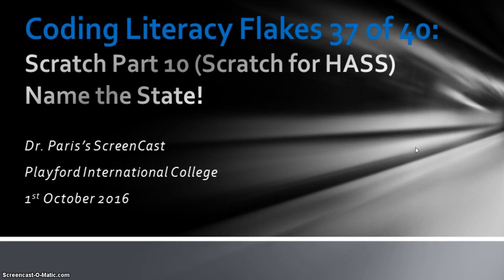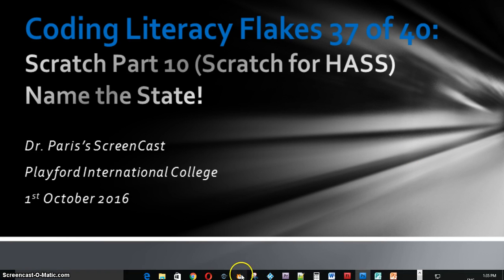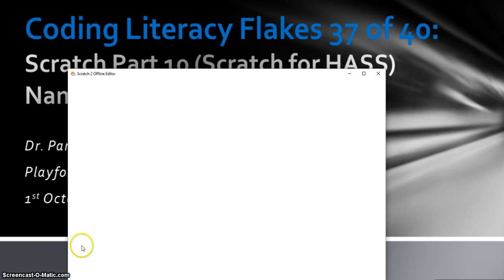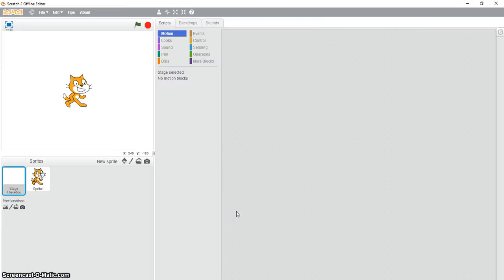Scratch Part 10. Look at Scratch in HASS, or Humanities and the Social Sciences, and we'll look at Name the State. Okay, let's get started. First of all, let's fire up Scratch. I'll be using the Scratch version 2 offline editor. I'm going to create a program here to help students learn about Australia and Australian states.